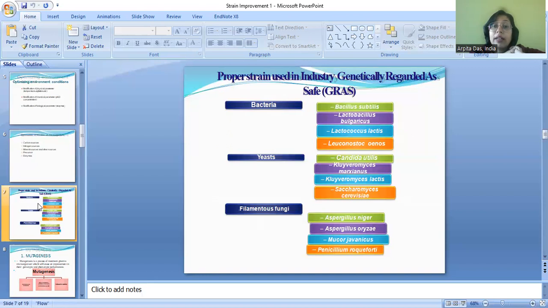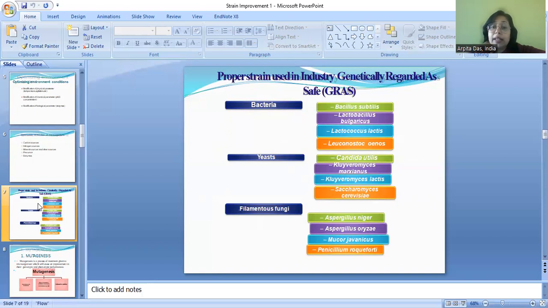So Lactobacillus or Lactococcus is also being utilized for production of yogurt. Yogurt is widely consumed by the people. So in various countries, like European countries as well as Asian countries, American countries, people consume yogurt because it's a good source of good bacteria. So these are the good bacteria which are inside it: Lactobacillus, Lactococcus, Leuconostocs.